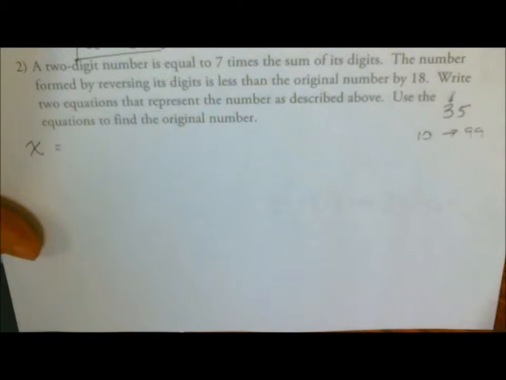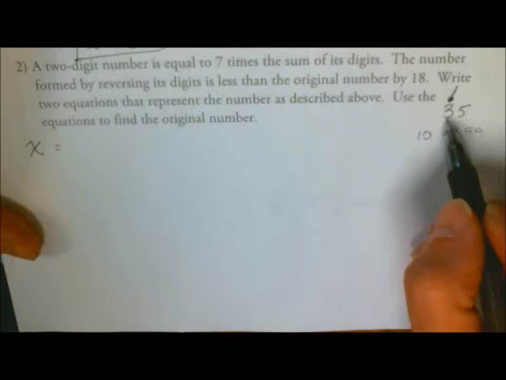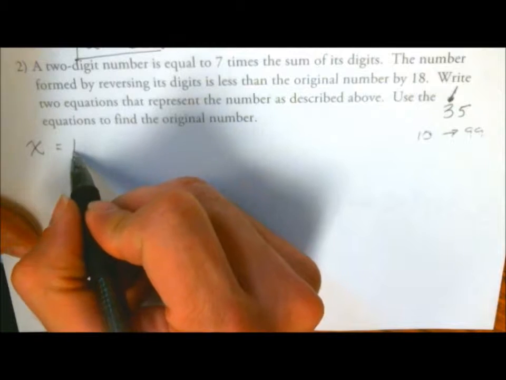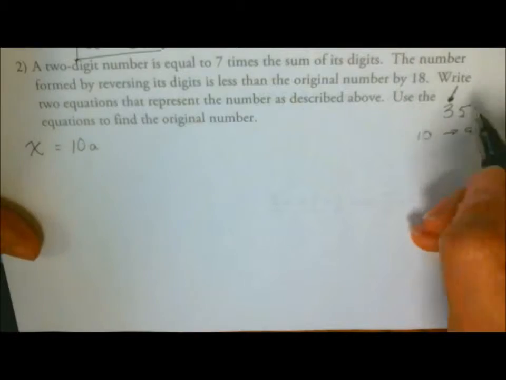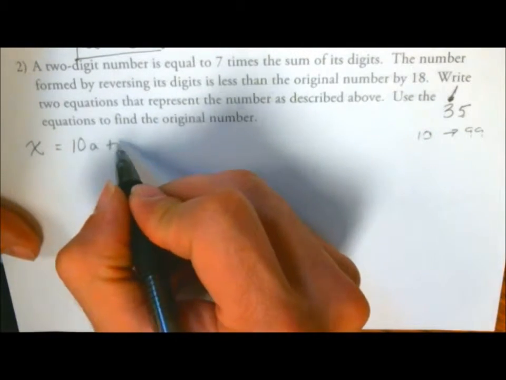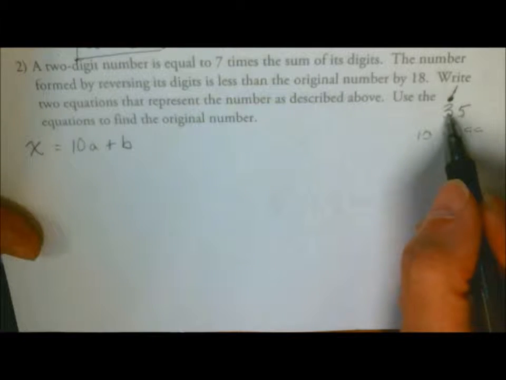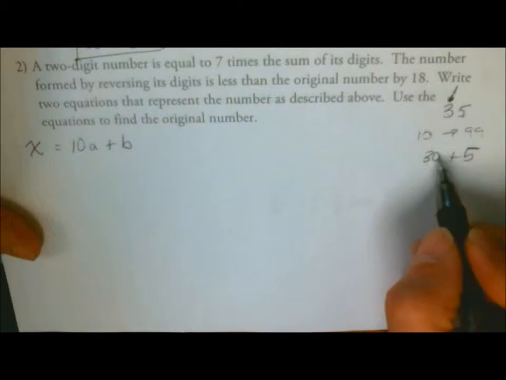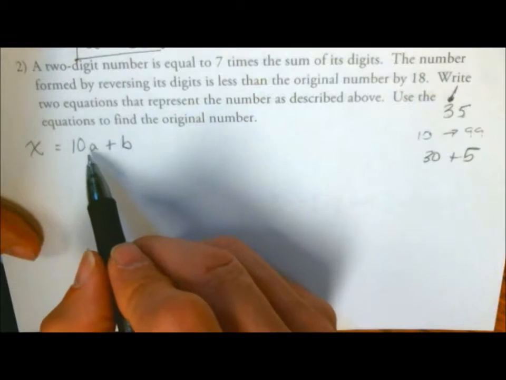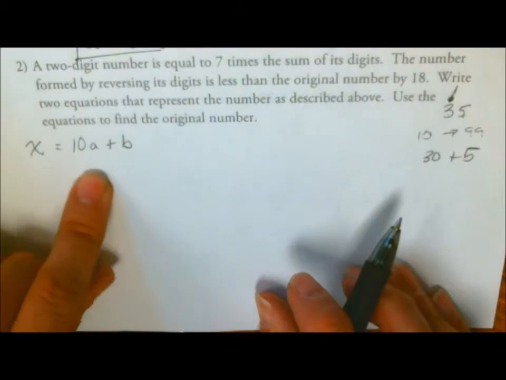We have to think about what place value those digits are in. This first digit is in the tens place. So to represent that first digit, I have to use 10 times whatever that digit is, 10a. This is in the ones place, so let's use b as the ones place. So 30 plus 5 is 35. 10a plus b is my 2-digit number. It's a little more complex, isn't it?